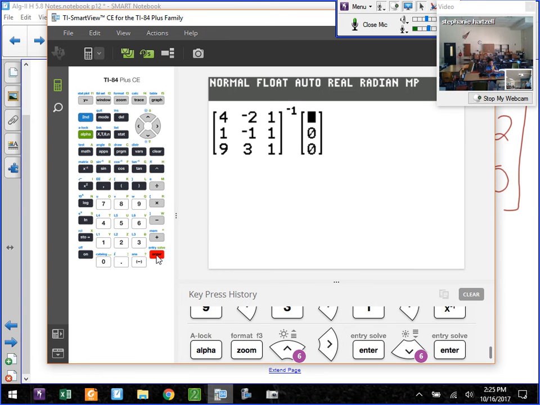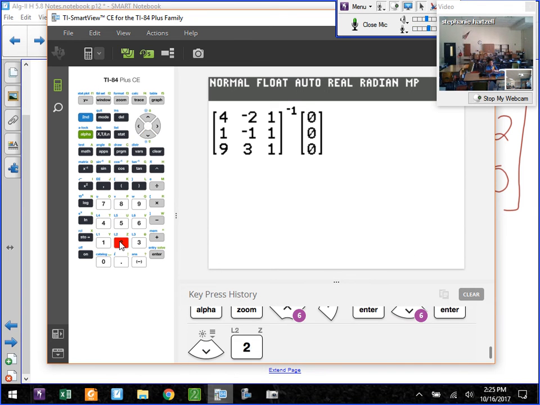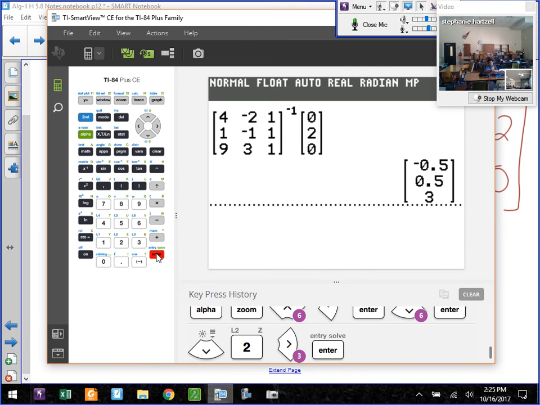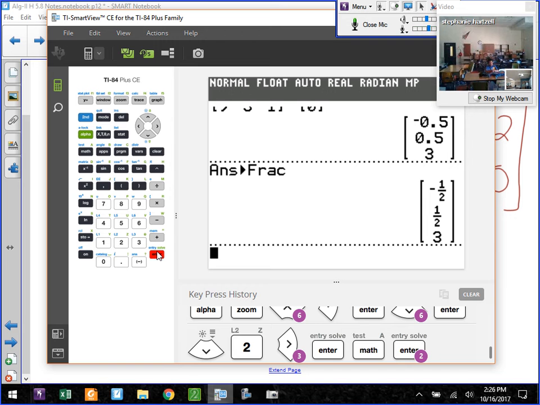And 0, 2, 0. Thank you. Press enter. There's A, B, and C. Now watch this. Math, enter, enter. It'll flip it back to a fraction. I prefer fraction.